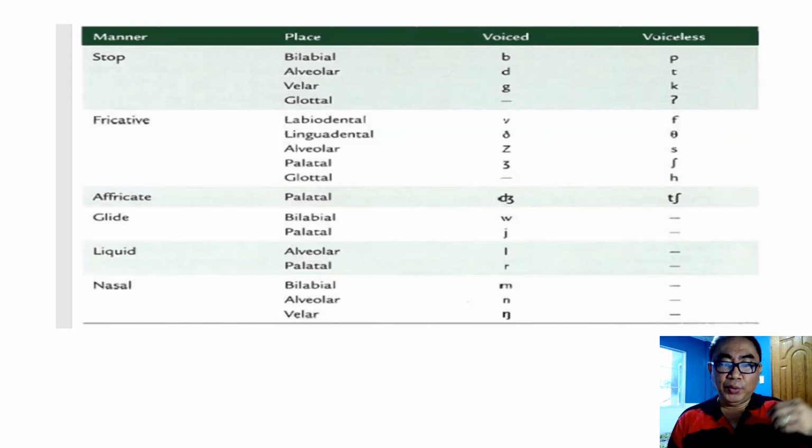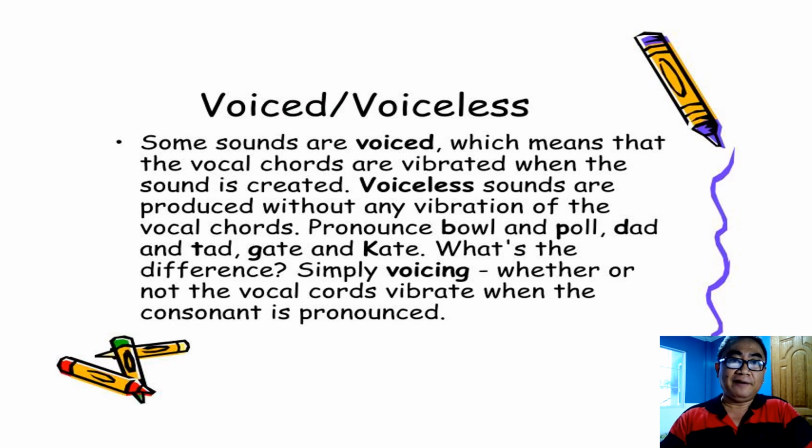On screen, we have the place, manner, and voicing chart for English consonants, and some of the terminologies had earlier been verbosely discussed. Hence, a point of distinction is focused on voiced and voiceless consonants as provided on screen. Now, we have here the voiced and voiceless. Some sounds are voiced, which means that the vocal cords are vibrated when the sound is created. Voiceless sounds are produced without any vibration of the vocal cords.